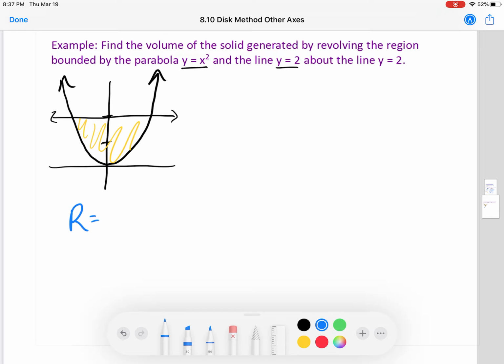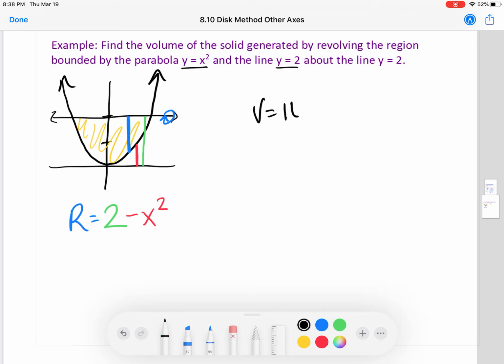Oops, I forgot to draw that we're revolving around that line y equals 2. Radius is taken perpendicular to the axis of rotation, so from the axis of rotation out to the edge of our solid. Again, we have to do some subtracting in this one. We have this whole distance here in green that we know is 2, and we have this distance that needs to be subtracted off, which we know is x squared. So our radius ends up being 2 minus x squared.